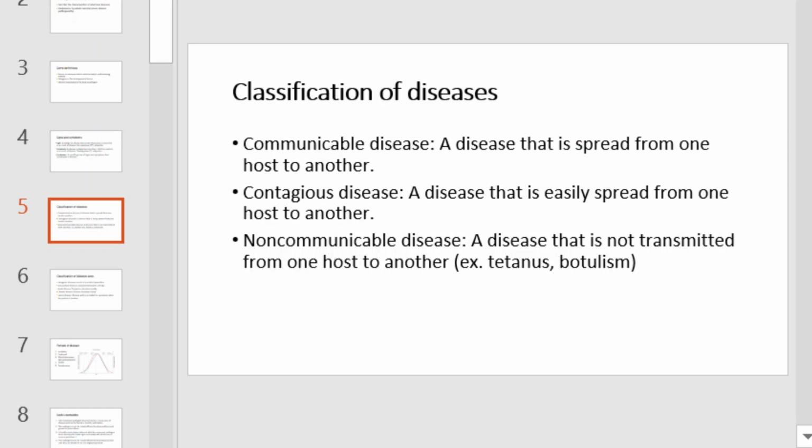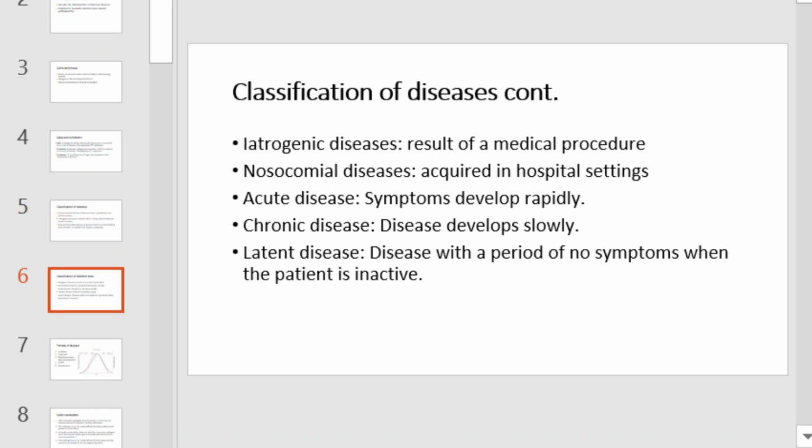Classification of diseases. Diseases can be classified as communicable, contagious, or non-communicable. Communicable and contagious diseases can be spread from one host to another. The difference between them is the ease with which that spread is accomplished. Non-communicable diseases are diseases that cannot be transmitted from one host to another.